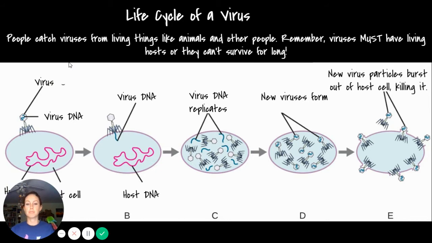So people catch viruses from living things like animals and each other. Certain viruses have the ability to what we call spill over, where they go from an animal to a person. Maybe the person ate the animal or came into contact with its bodily fluids and didn't wash their hands before getting it in their mouth, their nose, or their eyes. When that happens, like I said, that's called spillover.